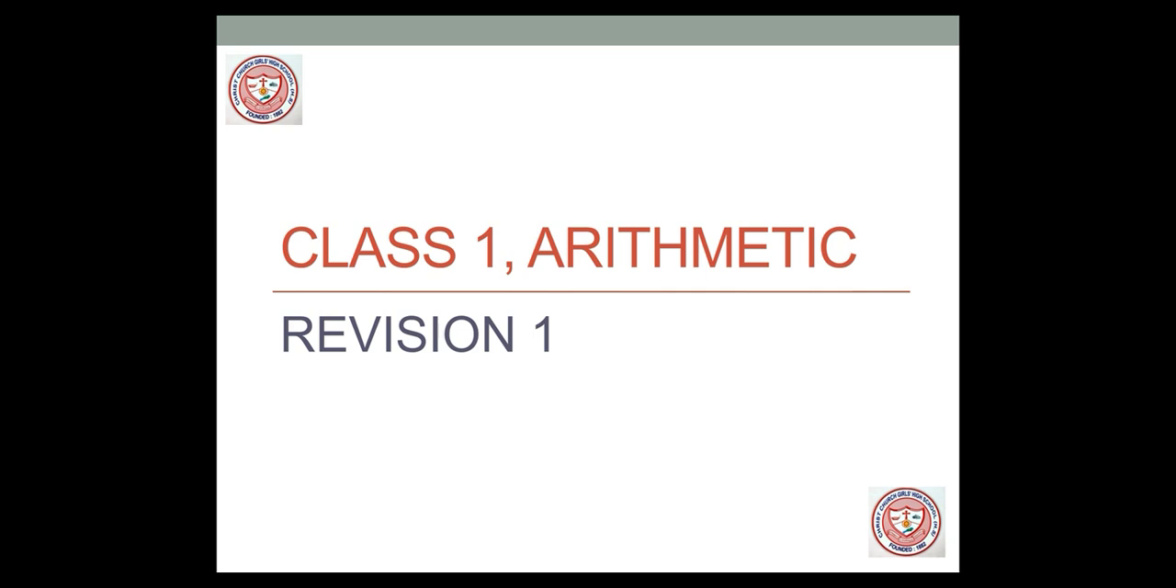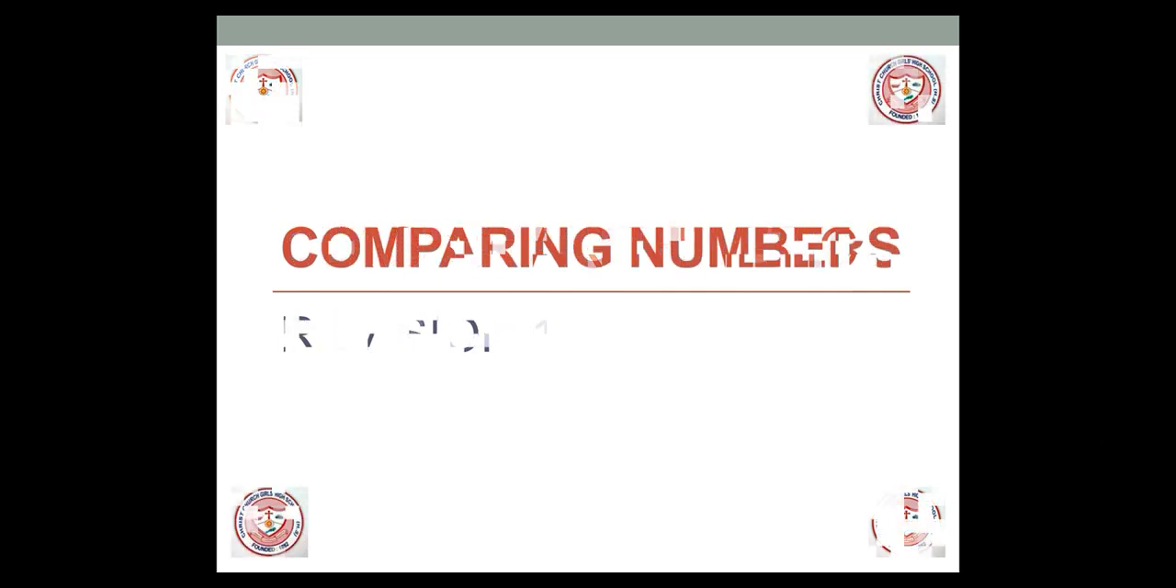Today's topic is comparing numbers and skip counting. So, children, what is comparing numbers? I hope you remember what is comparing numbers. Let us talk about them again.